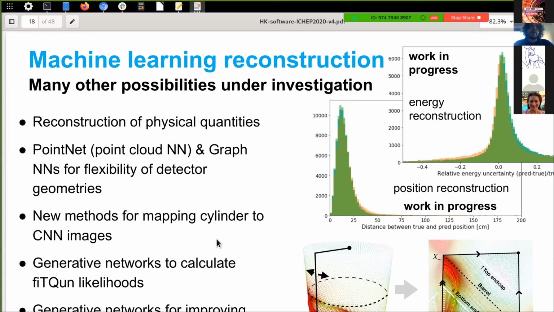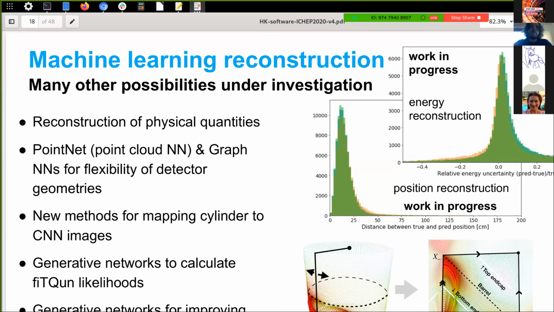Some other things we're looking at is generative networks. So one way we could use these is to actually combine them with the FitQun likelihood type analysis, so that the network would generate our likelihoods rather than relying on some physics model with assumptions to generate those likelihoods. And then we would put those machine learning based likelihoods into the standard FitQun likelihood fitter, and combine both the traditional methods with the modern machine learning methods. And we're also looking at using generative methods to improve on our detector simulation, and improve our detector systematics.